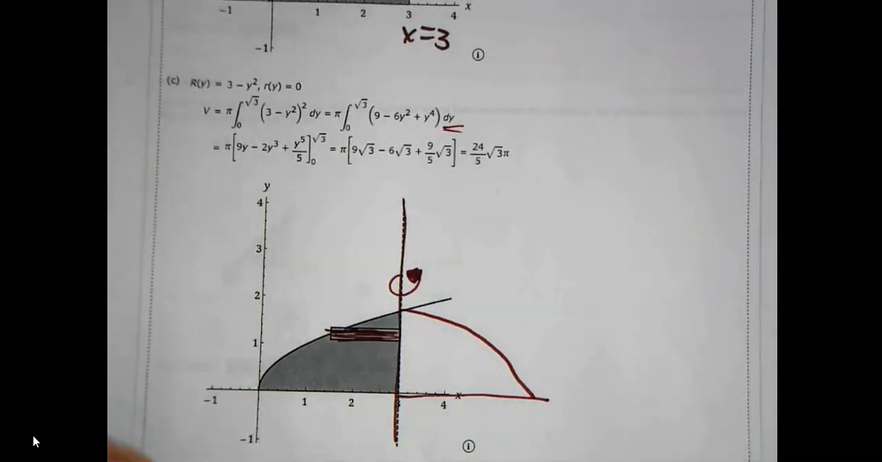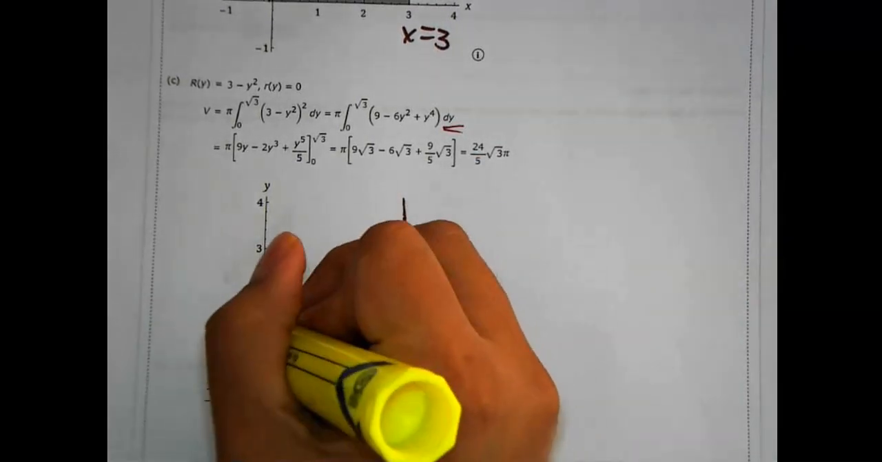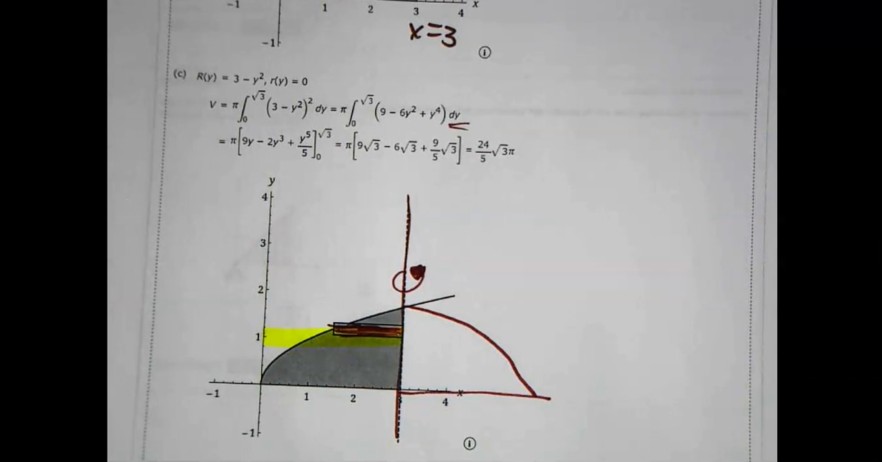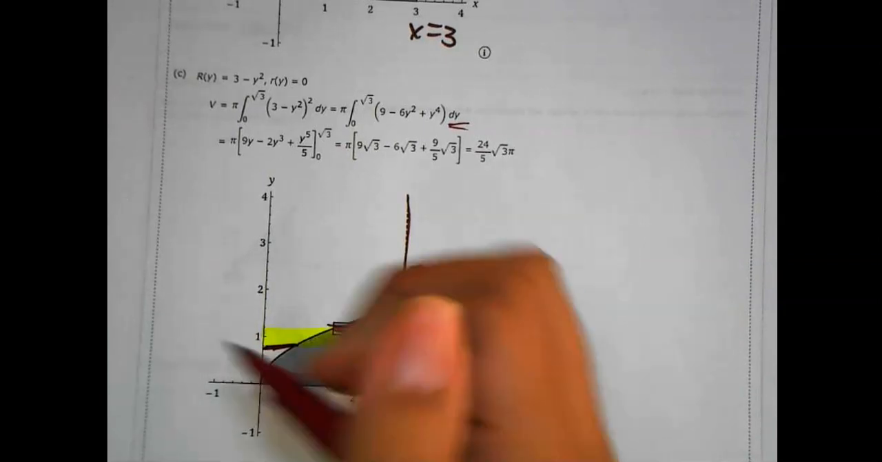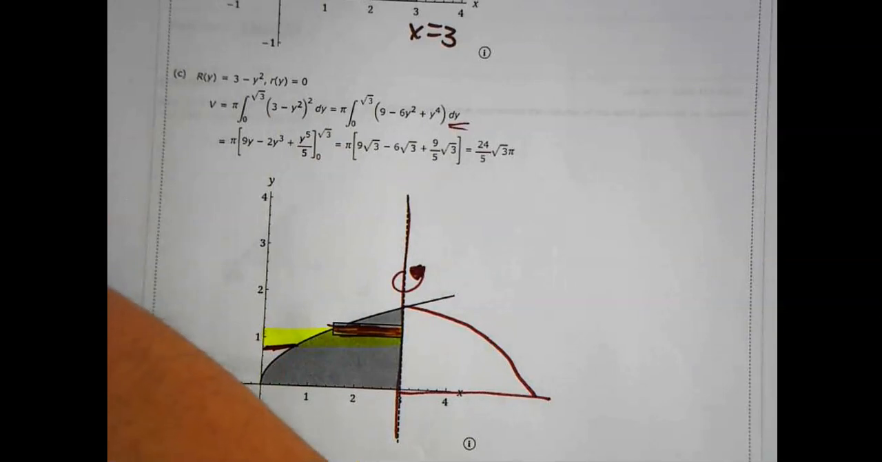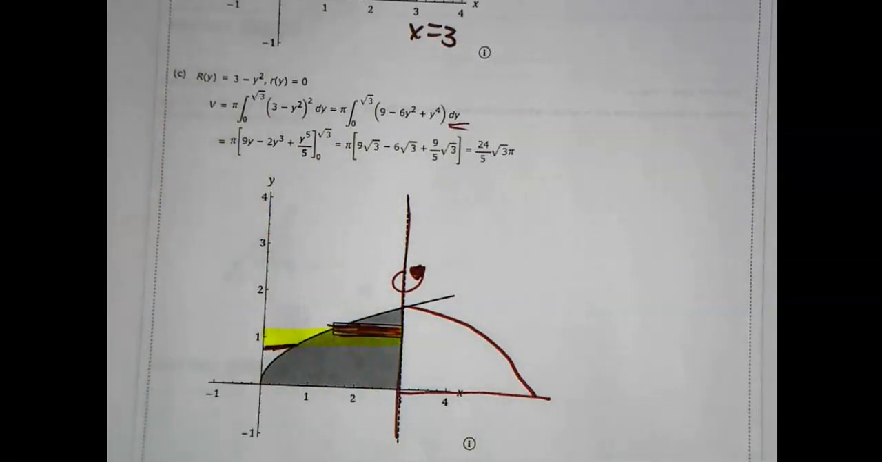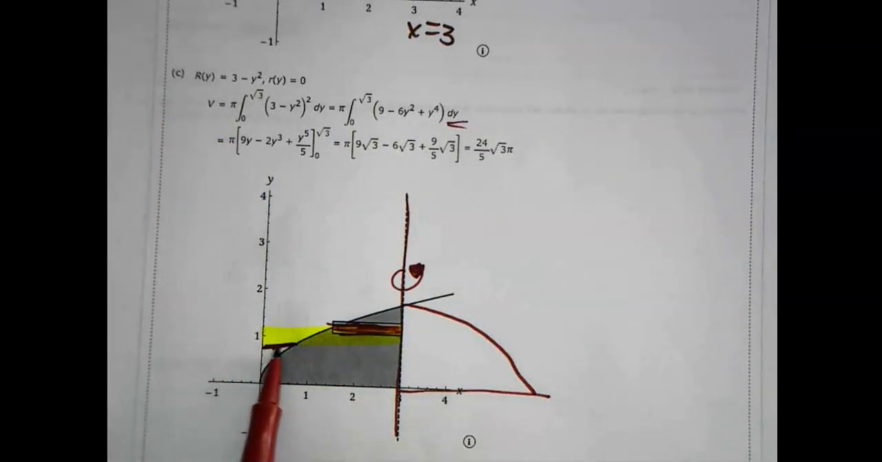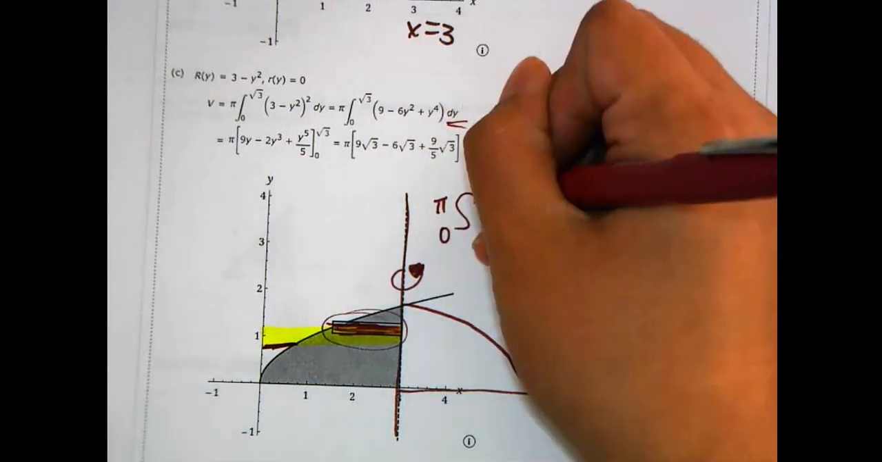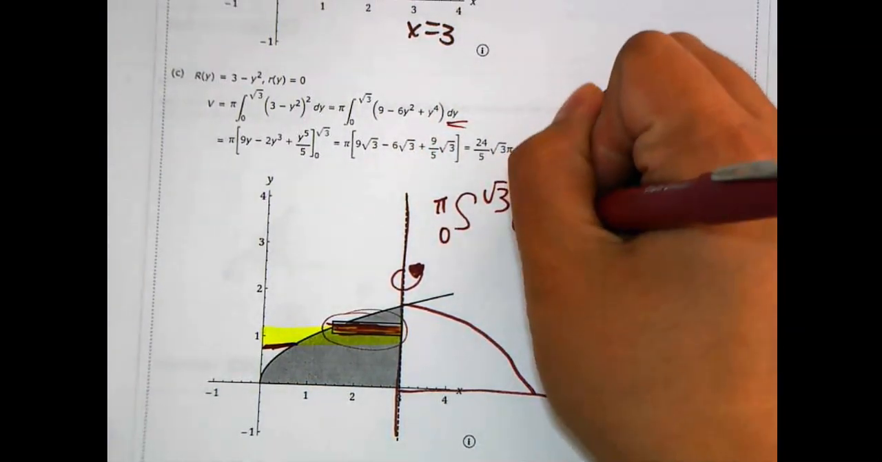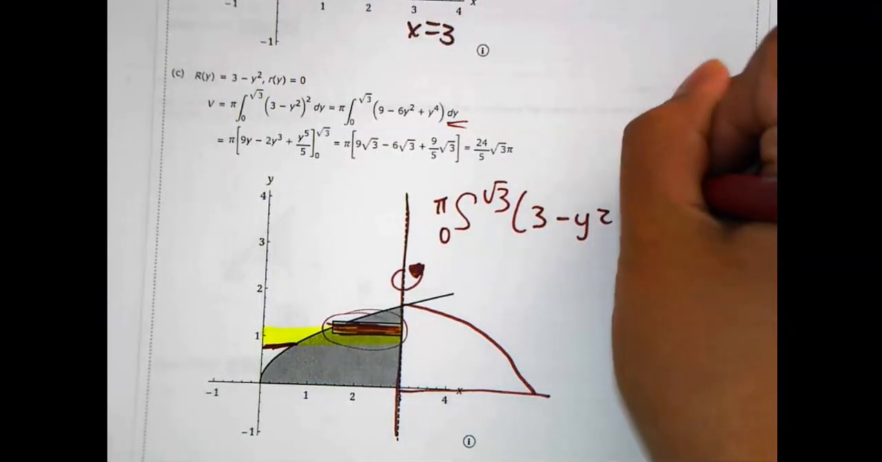How do I get the radius? That radius is going to be, this is 3. That is 3 minus the function. So 3 minus a function gives me this little piece right here. That's why it will go from 0 to square root of 3, with a pi out front, and our radius will be 3 minus y squared.